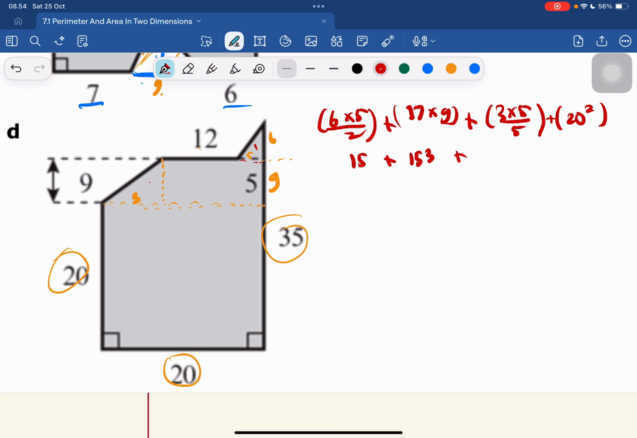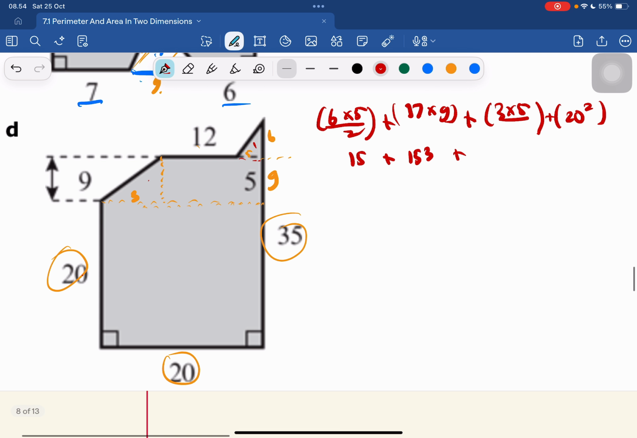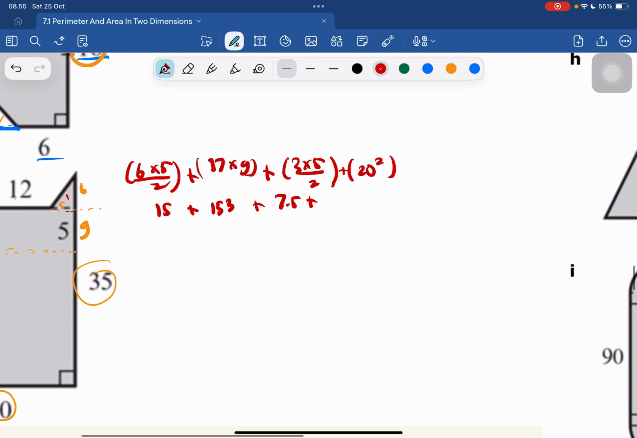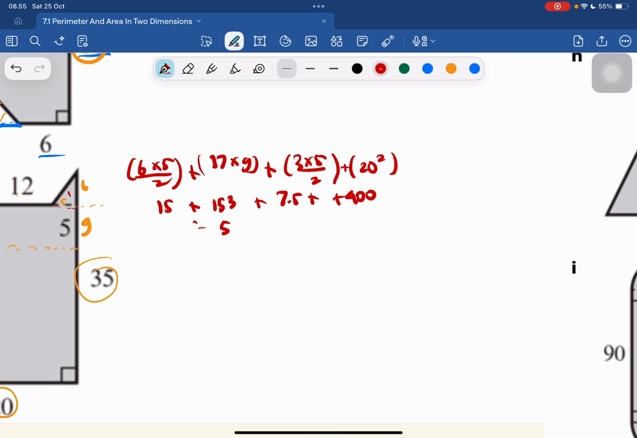After 153, we got 3 times 5 divided by 2. This divided by 2. Isn't it? Yes, it is 3.5. We divided by 3 times 5 divided by 2 is 7.5 plus, okay, the last 4 is 20 is 400. So we add all, which will give us the answer of 581.5 centimeter square.